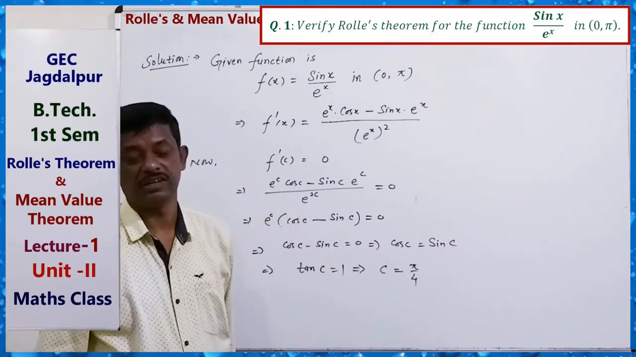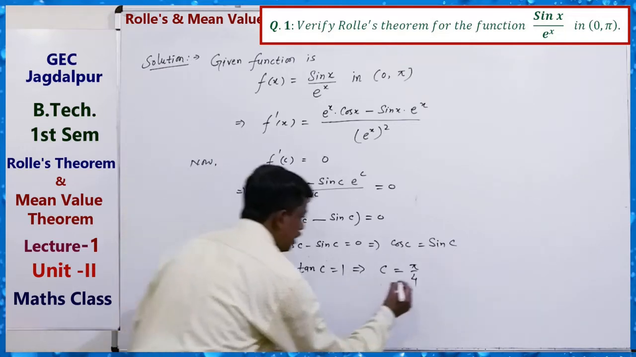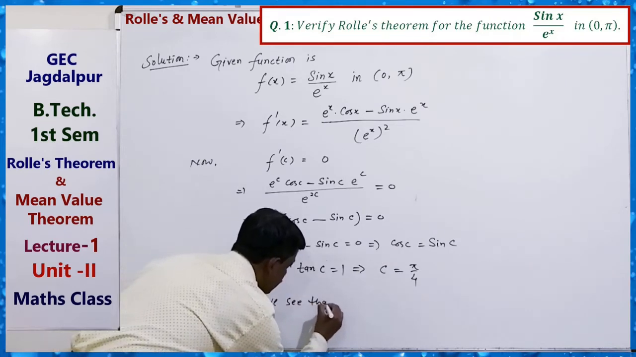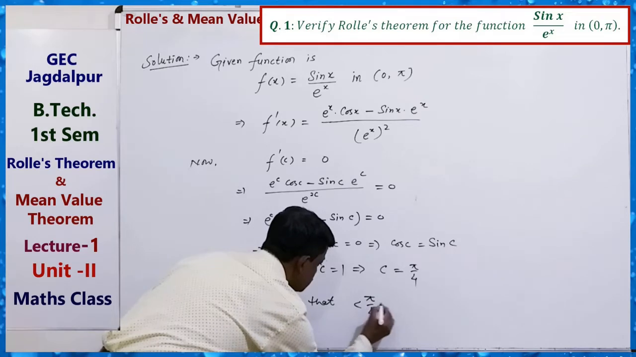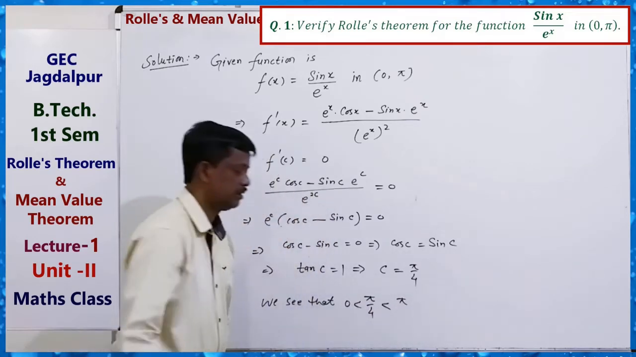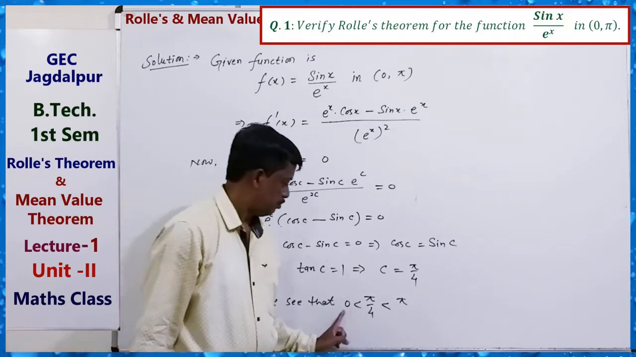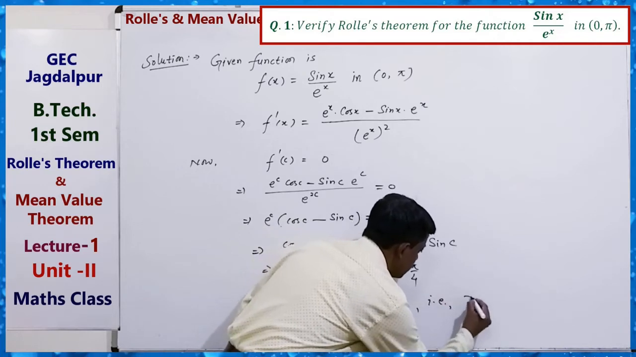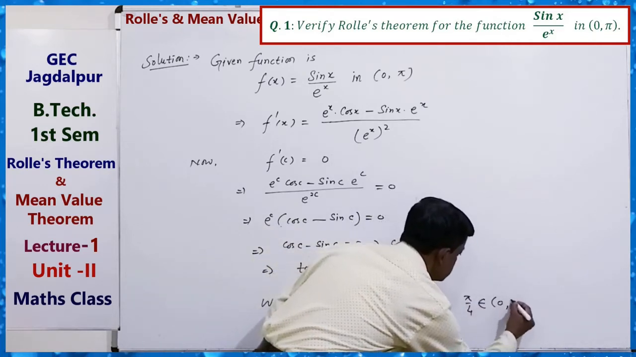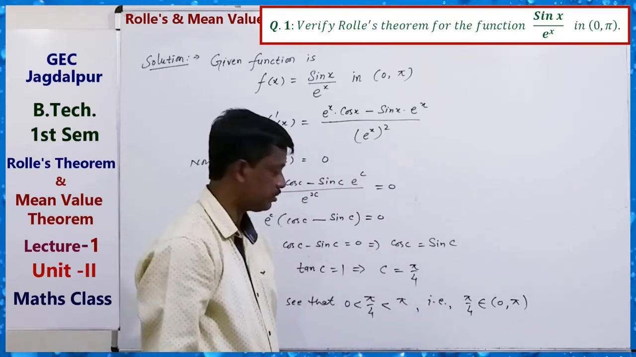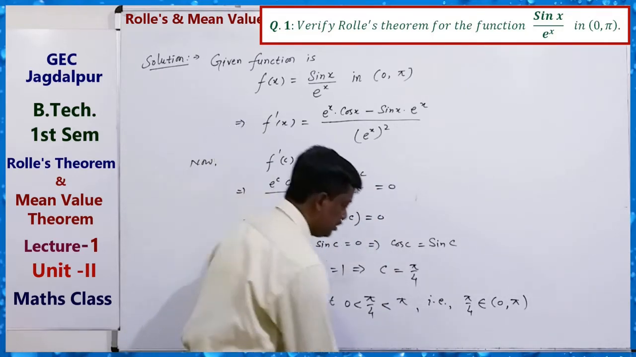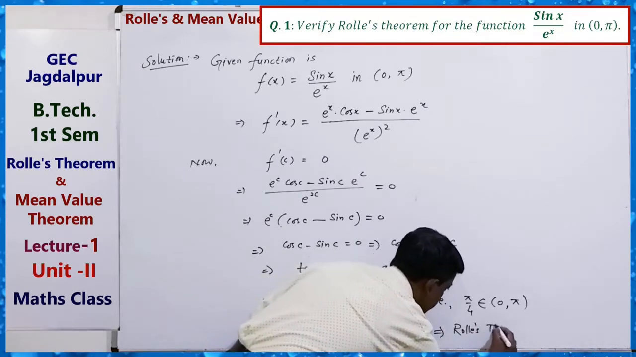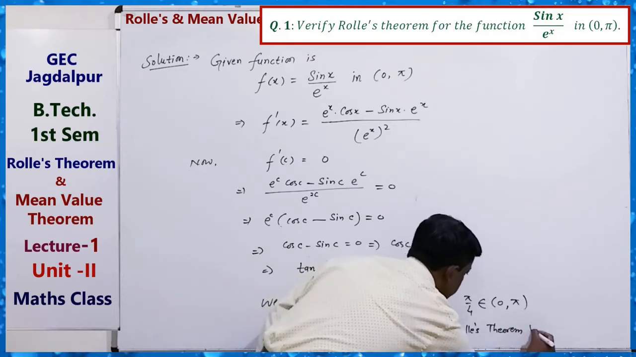So pi by 4, we see that pi by 4 lies between 0 to pi. Pi by 4 lies between 0 to pi, that is, pi by 4 belongs to (0, pi). c equals to pi by 4 implies that Rolle's theorem is verified.